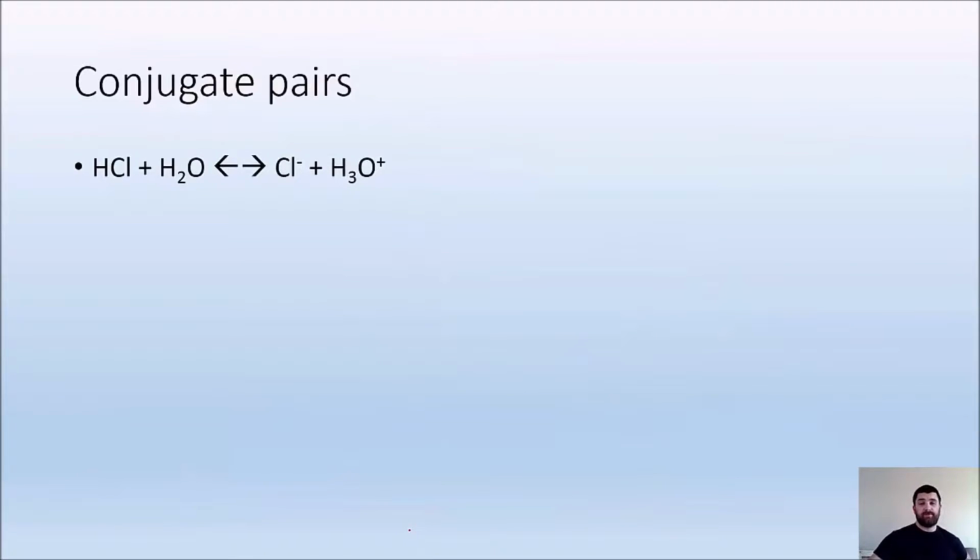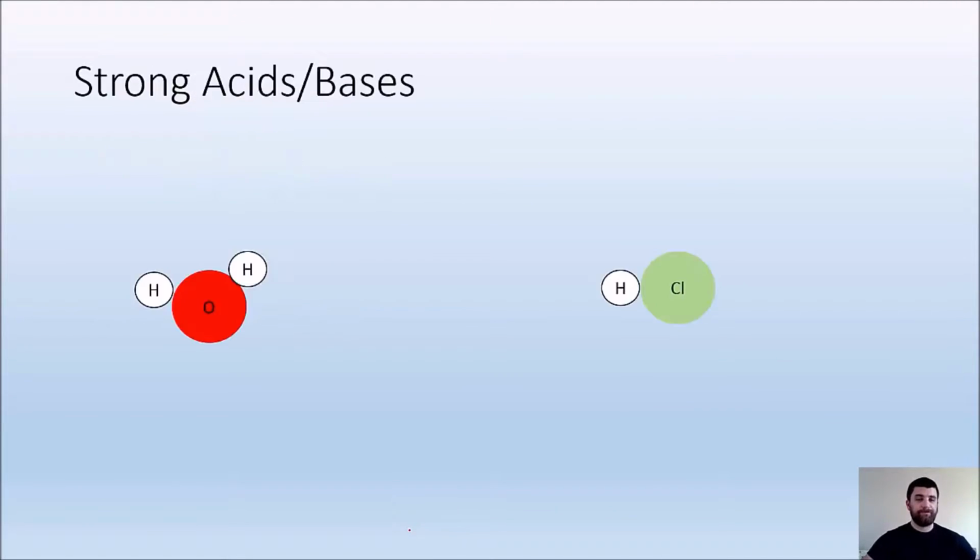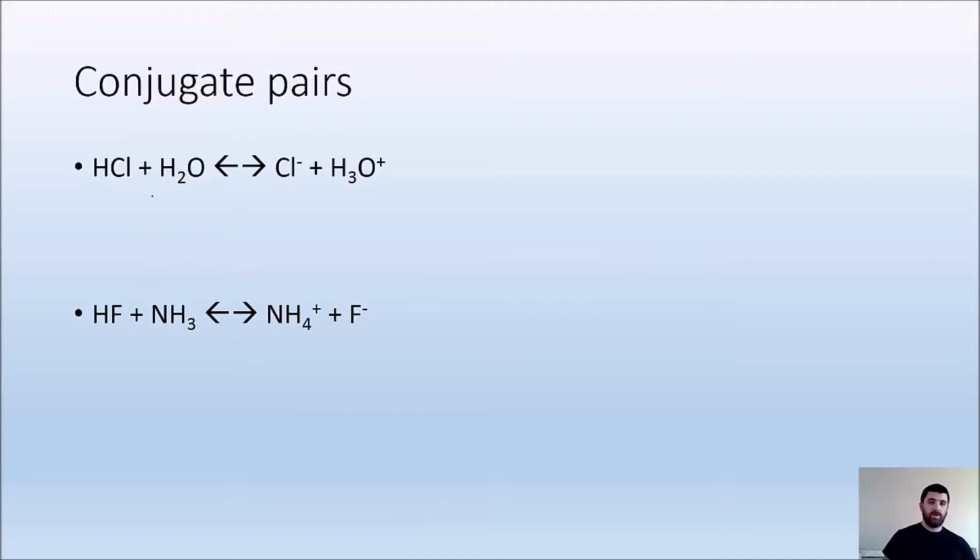So here's the chemical equation example, right? What's happening here? Well, it looks like this H is being transferred to the H2O to give me H3O plus and chloride ion. So what that tells me is that the HCl and the Cl minus are conjugate pairs, and the H2O and the H3O plus are conjugate pairs.